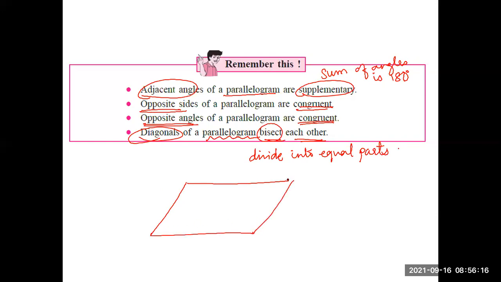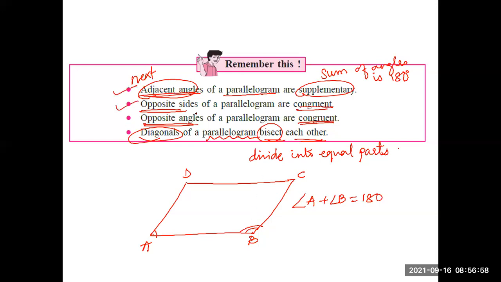If I just draw a parallelogram like this and I name it A, B, C, D, then what can I say about adjacent angles? Adjacent angles are the neighbors, the angles which are next to each other, right? So the sum of two adjacent angles is 180 degrees. So we can say angle A plus angle B equals 180, or angle A plus angle D is 180, or angle D plus angle C is 180, or the last pair, angle C plus angle B is 180 degrees. That was about the adjacent angles.